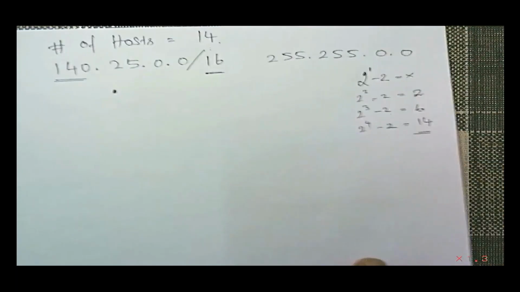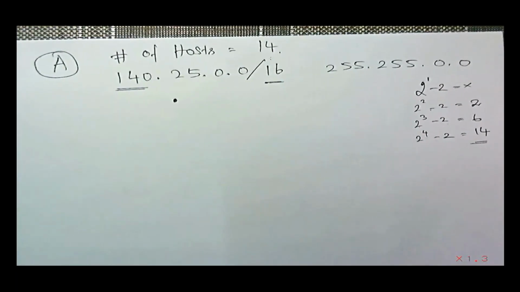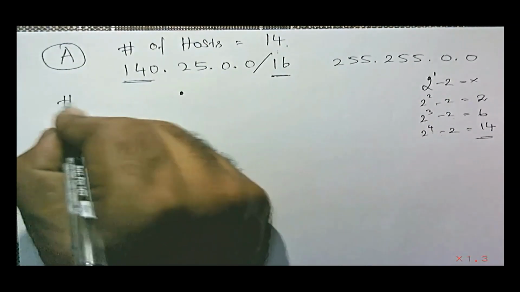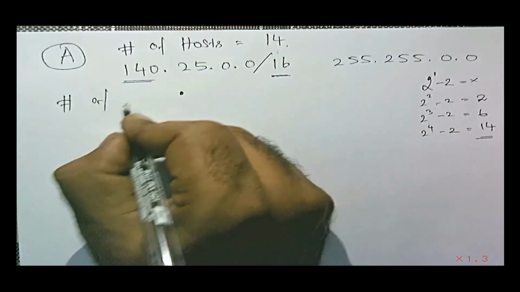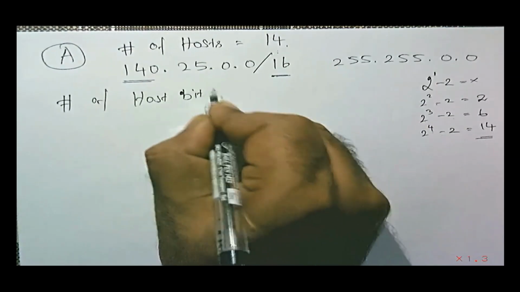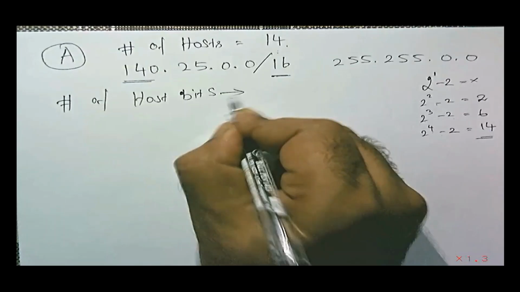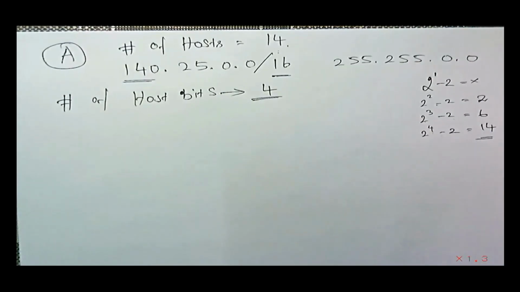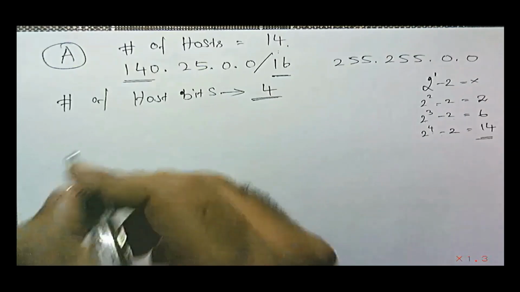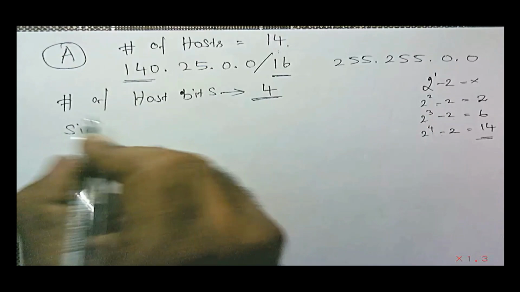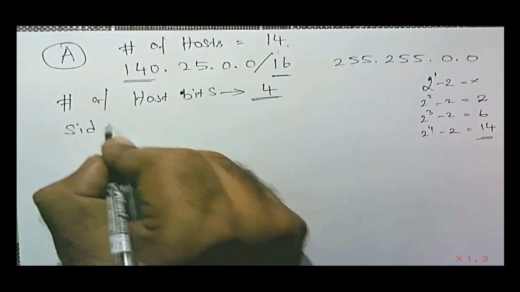Now I'm going to fix the number of host bits. How many host bits do you need? Only 4 is enough. The remaining bits you can move to the network part. In that case, I'm going for the subnet ID for the first subnet, A.